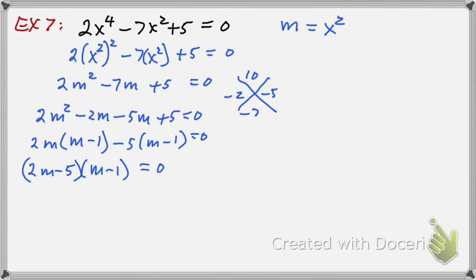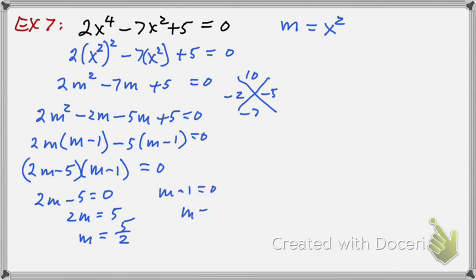Pause there for a second, see if I'm okay. All right, so now I say 2m minus 5 equals 0. 2m equals 5. m equals 5 halves. I say m minus 1 equals 0. m equals 1. Those are our potential solutions, but that's for m.